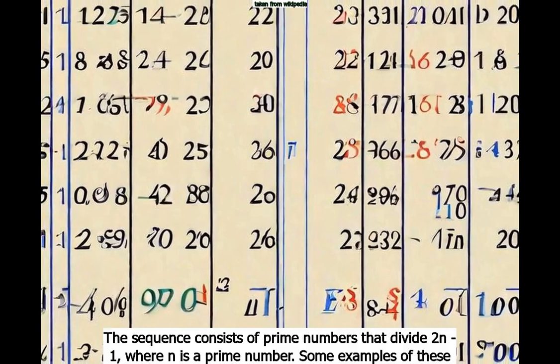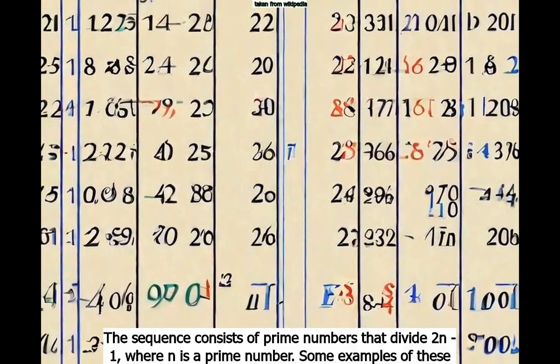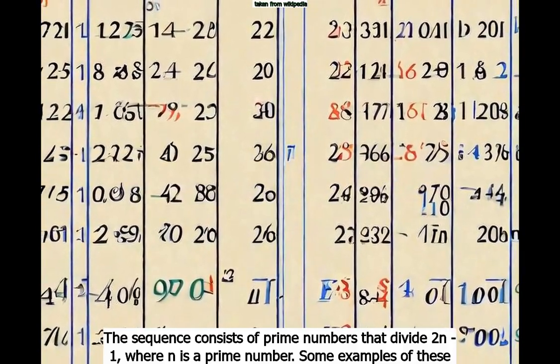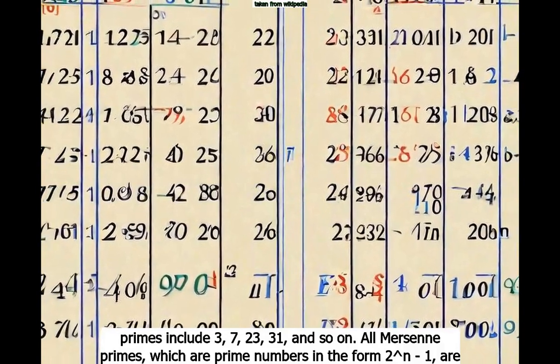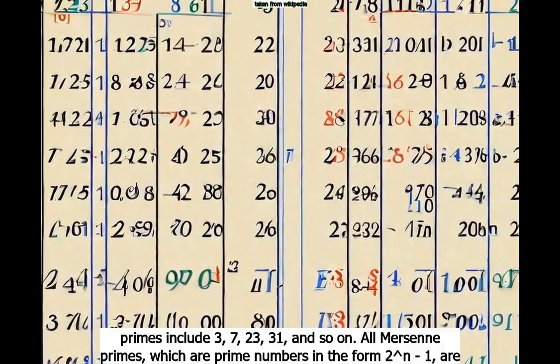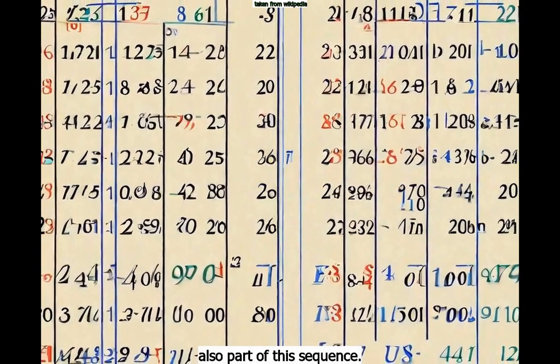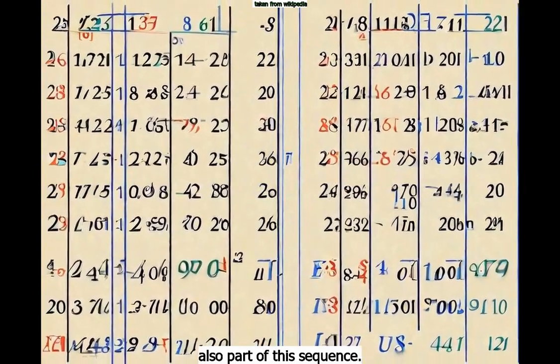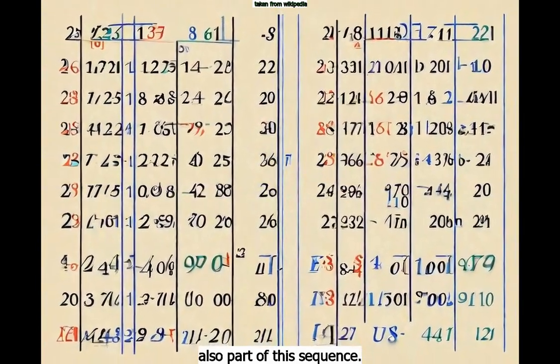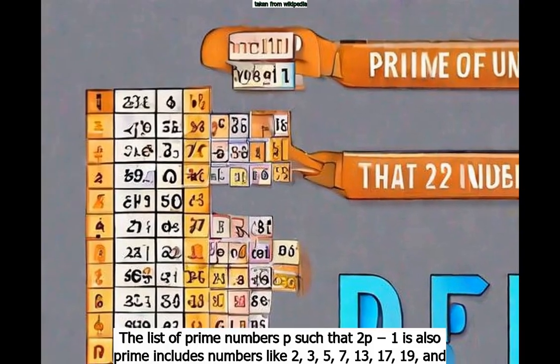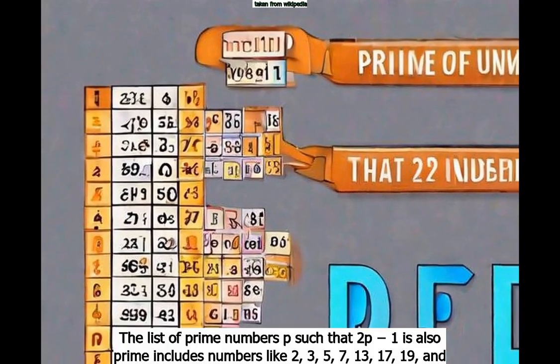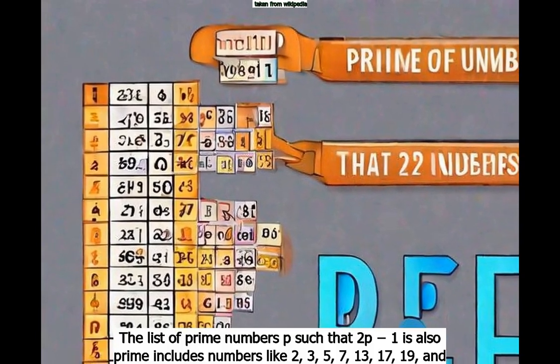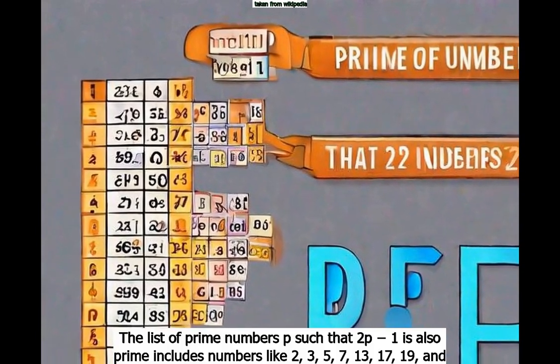The sequence consists of prime numbers that divide 2^n - 1, where n is a prime number. Some examples of these primes include 3, 7, 23, 31, and so on. All Mersenne primes, which are prime numbers in the form 2^n - 1, are also part of this sequence. The list of prime numbers p such that 2^p - 1 is also prime includes numbers like 2, 3, 5, 7, 13, 17, 19, and so on.